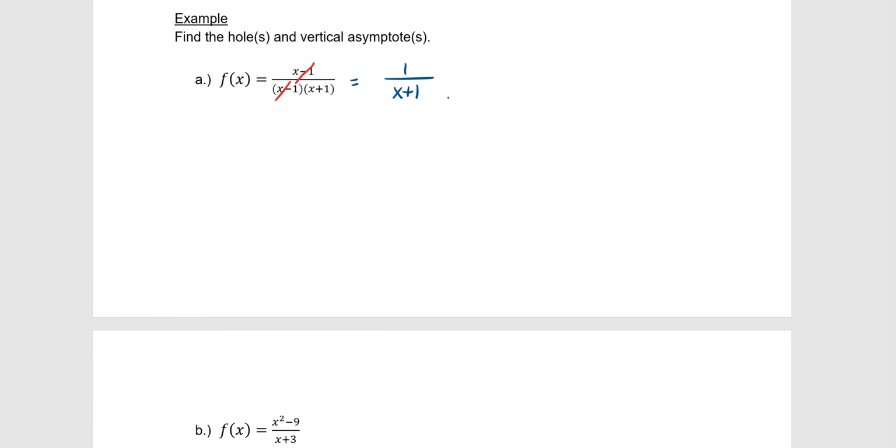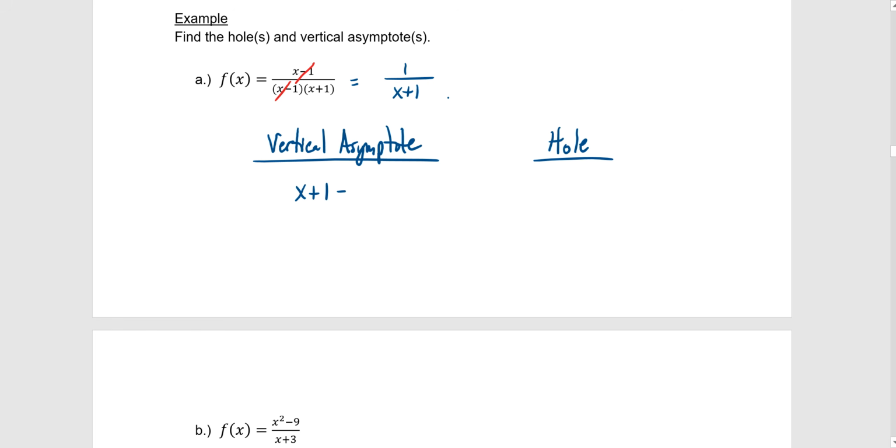So when we are trying to find the vertical asymptotes and the holes, for the vertical asymptote, we're going to set the simplified denominator, here's the simplified version of the function, x plus 1 equal to 0. We solve that for x by subtracting 1 on both sides. So this, like we saw before, represents the invisible line x equals negative 1.